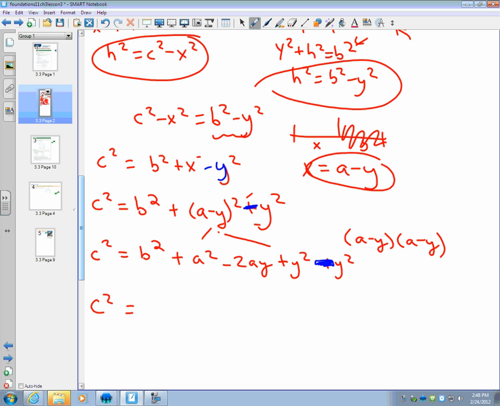Copying errors. Those are the worst. Okay. So I have plus y squared minus y squared. Those cancel out, as they should. Life is good. B squared plus a squared minus 2ay.